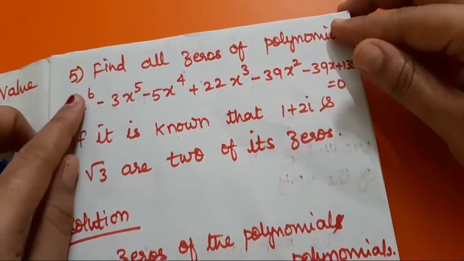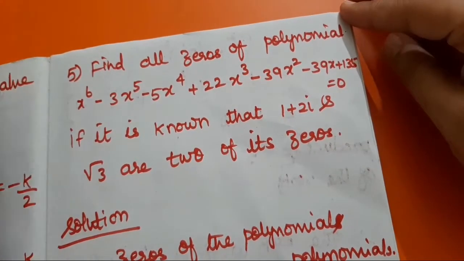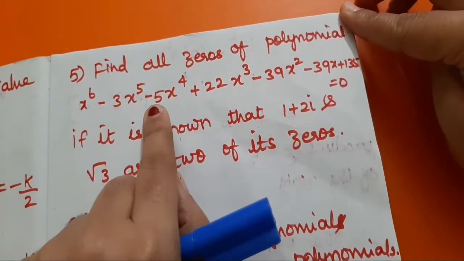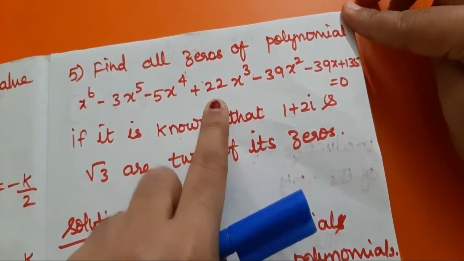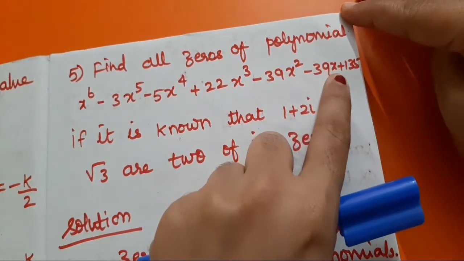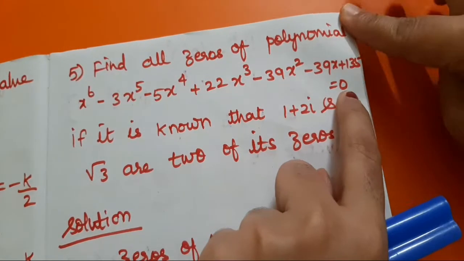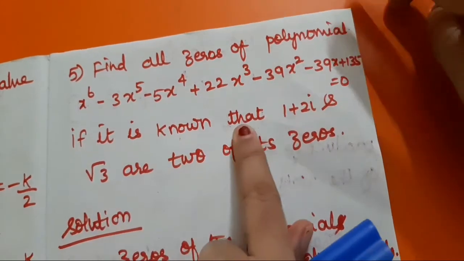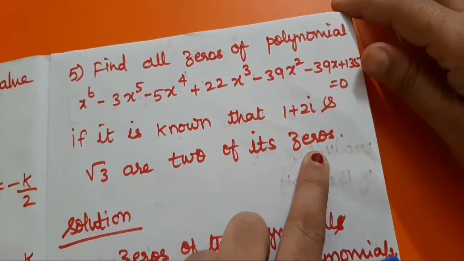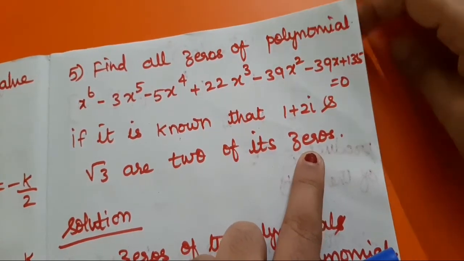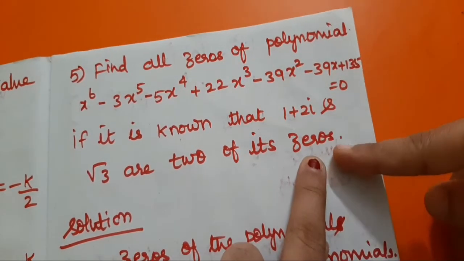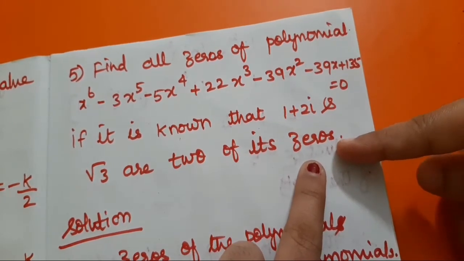The fifth problem is: find all zeros of the polynomial x power 6 minus 3x power 5 minus 5x power 4 plus 22x cube minus 39x square minus 39x plus 135 is equal to 0, if it's known that 1 plus 2i and root 3 are two of its zeros. What is a zero? A zero is nothing but a root of the polynomial. So, instead of root they have used zero, zero of the polynomial.